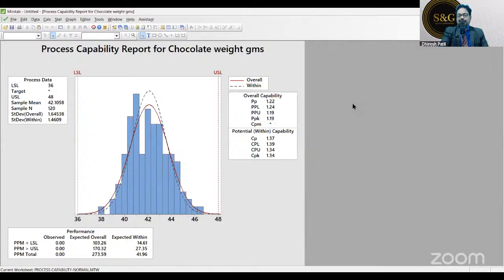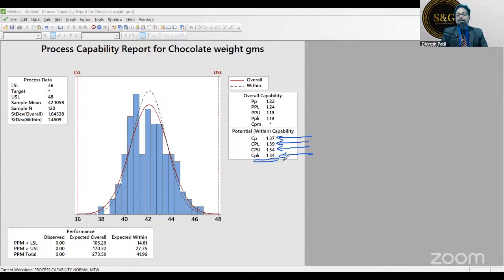And you will get the Cpk value here. So for this particular data, this is the Cpk value, which is 1.36. Cpk lower was 1.39 and Cpk upper was 1.34. That's why the Cpk value has been selected as 1.34. The Cp value is 1.37, so not much difference between these values.